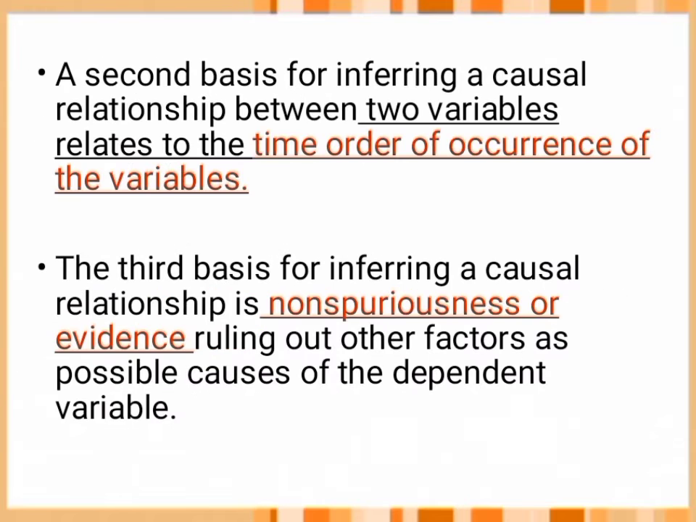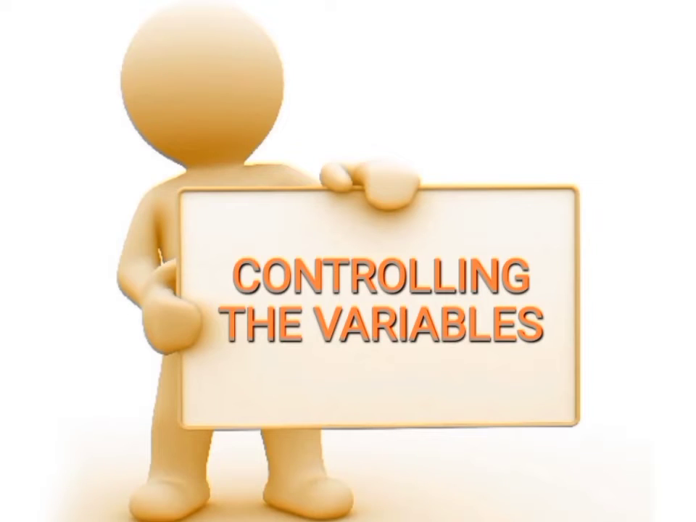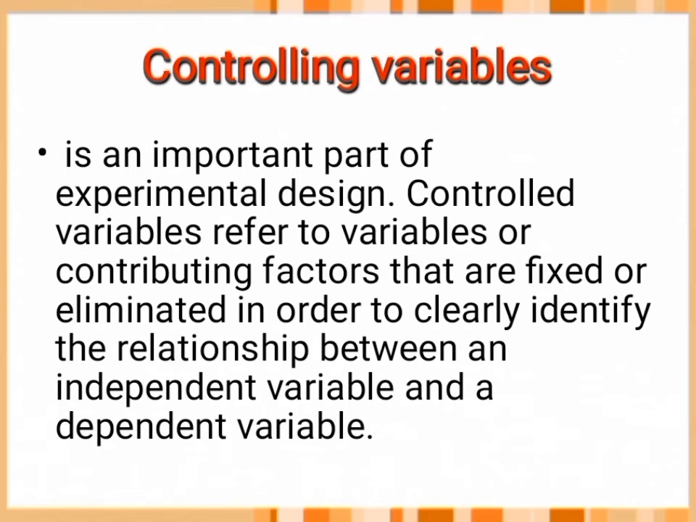A second basis for inferring a causal relationship between two variables relates to the time order of occurrence of the variables. The third basis for inferring a causal relationship is non-spuriousness, or evidence ruling out other factors as possible causes of the dependent variable. Controlling variables is an important part of experimental design.